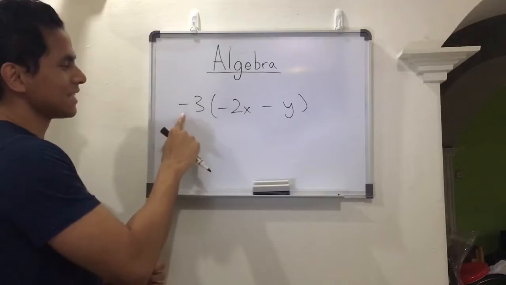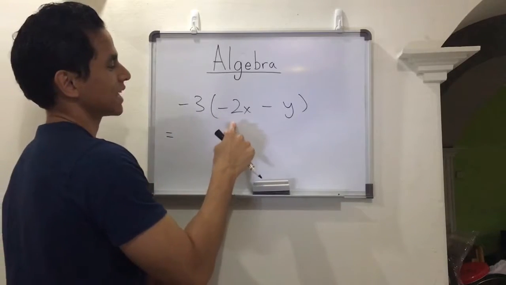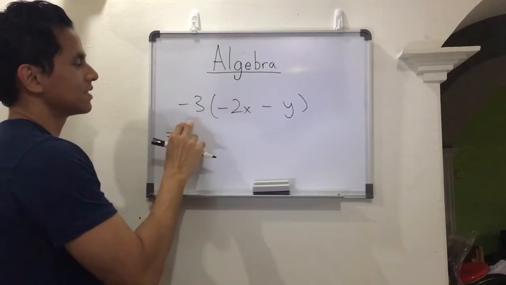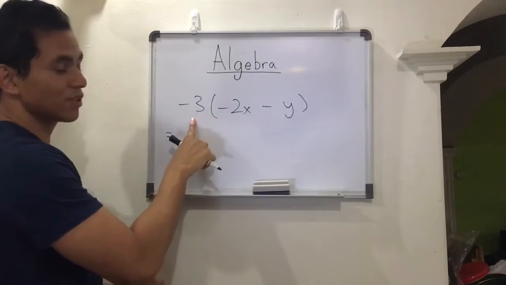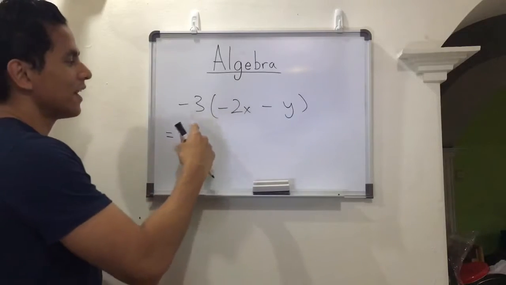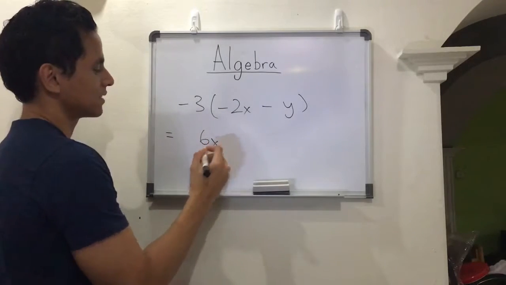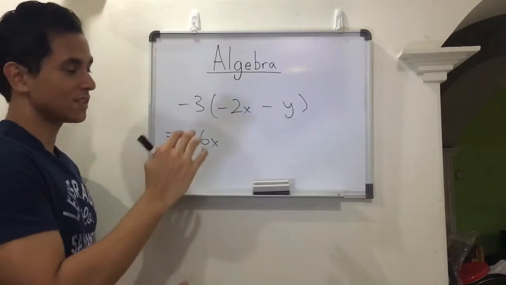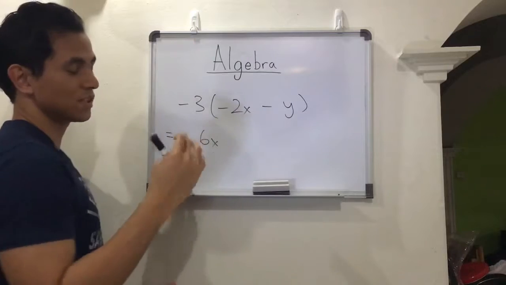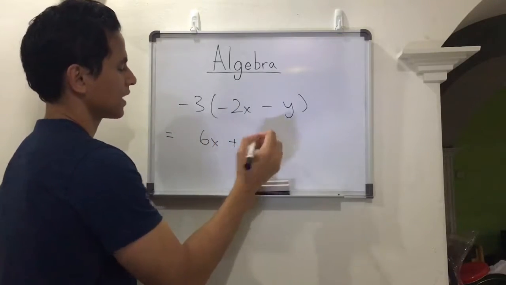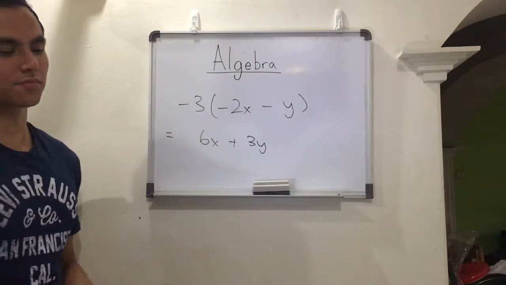Negative 3 times negative 2x will give us 6x, because negative 3 times negative 2, both are negative, they cancel out each other, and therefore it becomes just 6x. And again, negative 3 times negative y, both are negative, so this will give us positive. So this will give us 3y. And this will be the final answer.